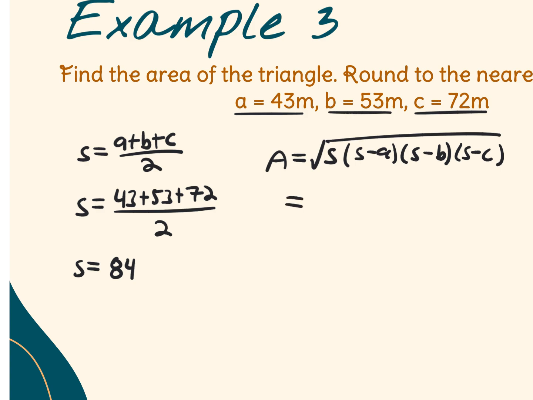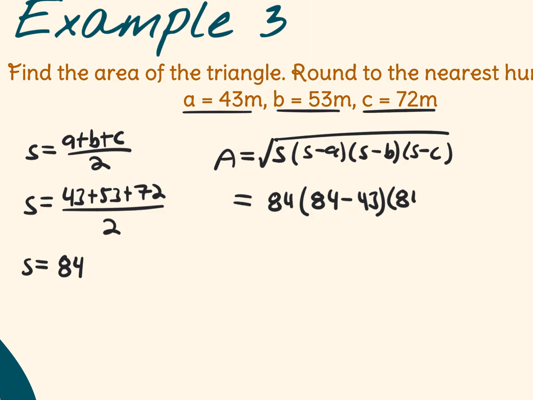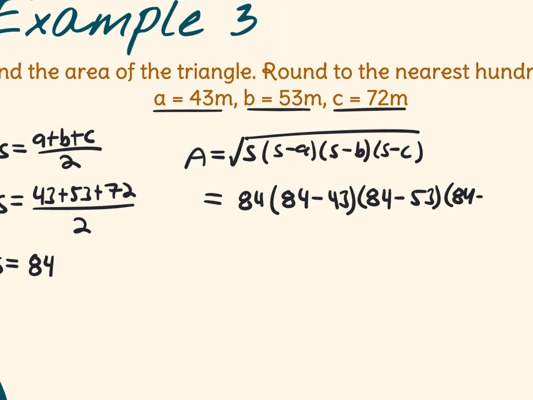All right, plug these numbers in, and you should get 84 times 84 minus 43 times 84 minus 53 and then times 84 minus 72, all under a square root. Again, that's a lot of stuff to put in your calculator. If you want to do it one at a time, you can. That might be a little bit better than just plugging the whole thing in your calculator. But if you can see every number, if you know that whatever you're plugging in is correct, that's perfectly fine. Just, again, be careful with your parentheses.